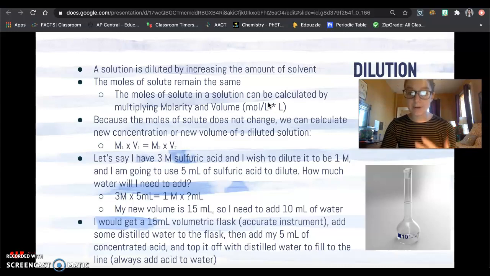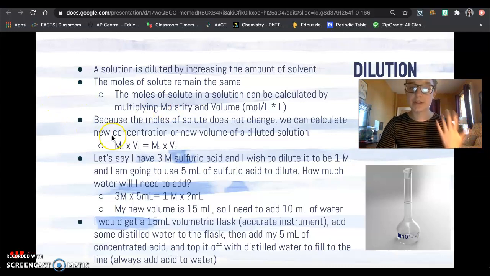We can always calculate how many moles of solute I have by taking the concentration times the volume of the solution. So if you think moles per liter times liter, liters are going to cancel out and you end up with moles of solute. Because the moles of solute aren't changing during my dilution, I can calculate either a new concentration that I'm going to be making given a volume, or I can find a volume that I will need given the concentration I want, which is typically what I'm doing in the lab.